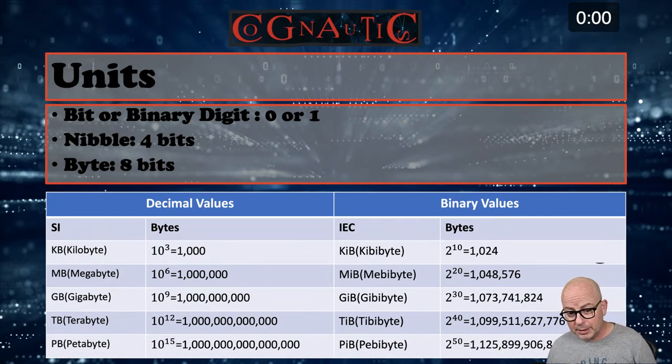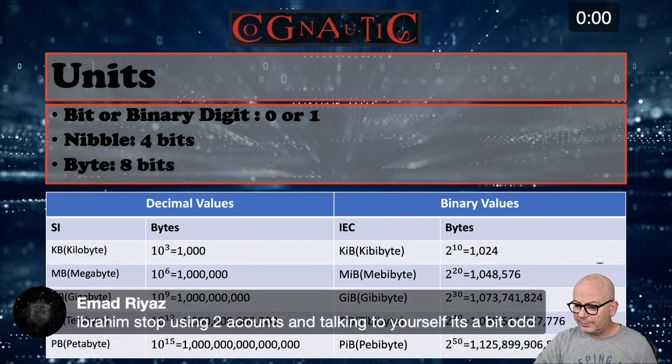So 1,000 kilobytes in a megabyte, 1,000 megabytes in a gigabyte, 1,000 gigabytes in a terabyte, and so on. Notice that actually on the right hand side, it's 1024, but it tends to get rounded up to thousands, and you are allowed to do that.